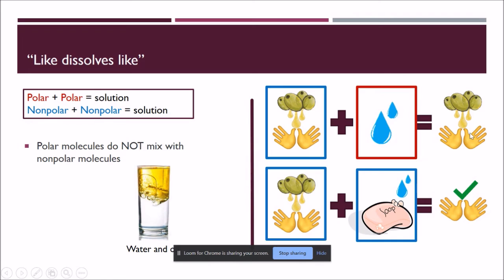go away. However, as we said before, soap is a non-polar substance. So when we wash our oily hands using soap and then we rinse it with water, the soap and the oil are going to mix together. And that mixture is going to be washed away using the water. So our hands will end up being clean.